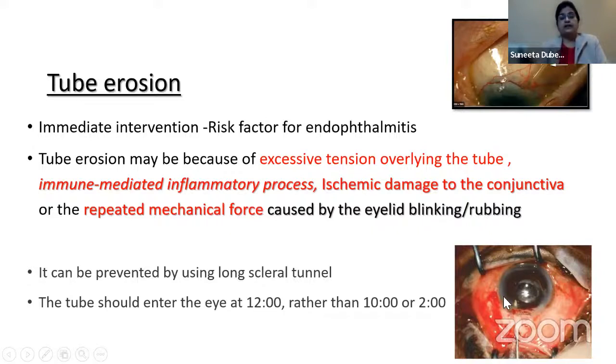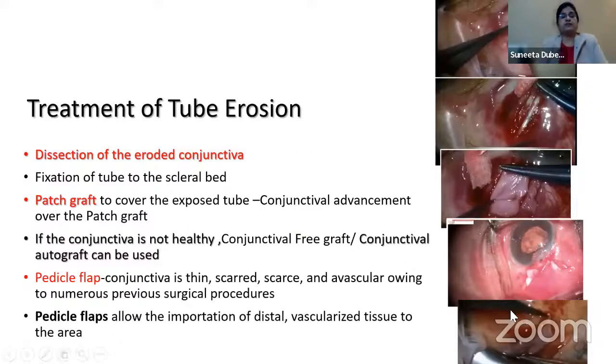The long scleral tunnel technique can prevent it to some extent, and a tube which enters the eye at 12 o'clock rather than at 10 to 2 o'clock can also prevent tube erosion to some extent. But if tube erosion happens, it has to be treated surgically. You need to dissect the eroded conjunctiva and fix the tube to the scleral bed, and when you suture it, it lies flat on the scleral surface, which prevents movement of the tube.